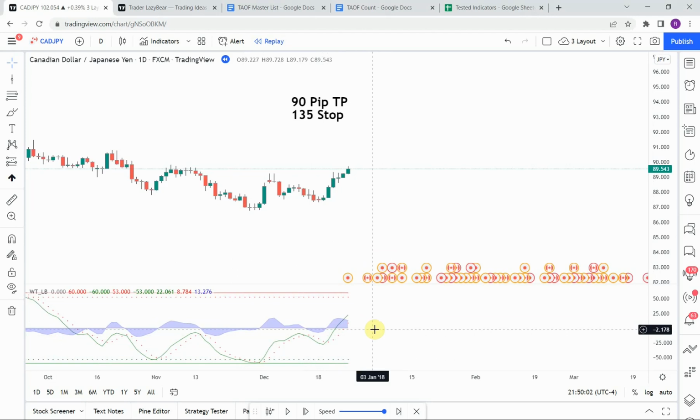Today we will be testing the wave trend oscillator.